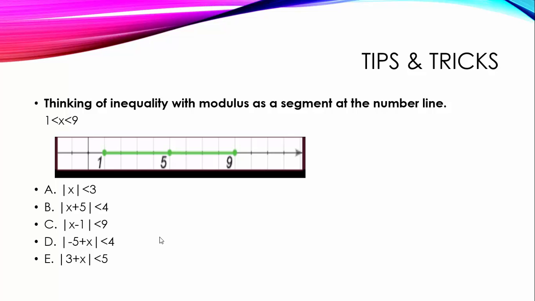Now let's look at our options. Only B and D have 8 by 2 is equal to 4 on the right side, and D has 0 on the left side at x is equal to 5. Therefore, the answer is D, which is mod minus 5 plus x less than 4.